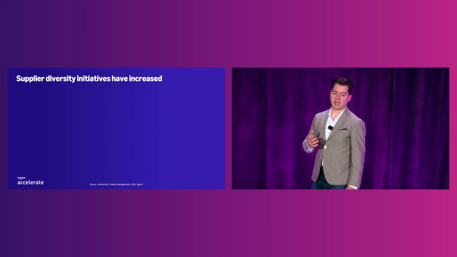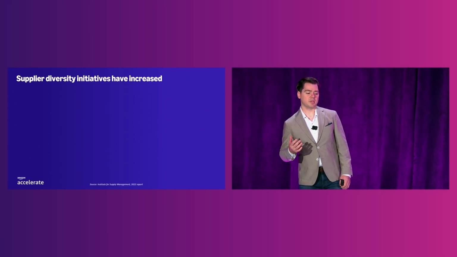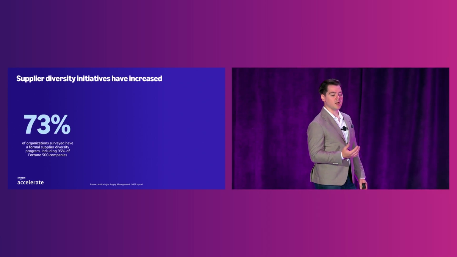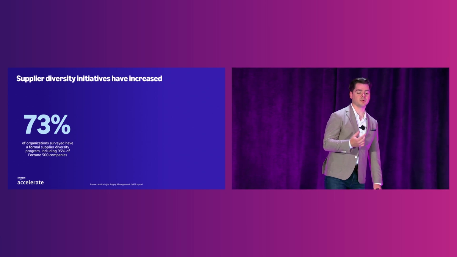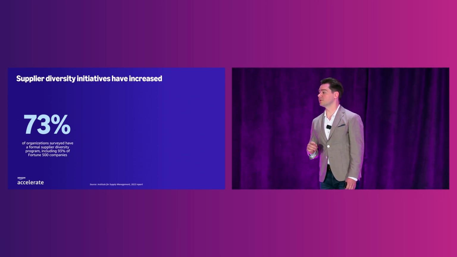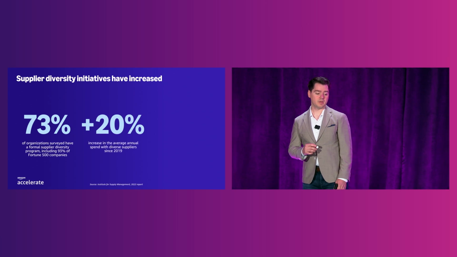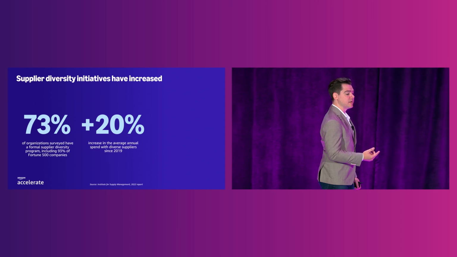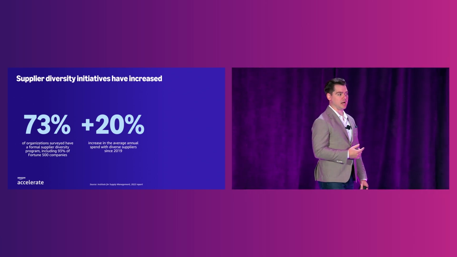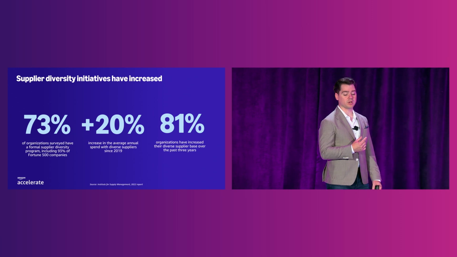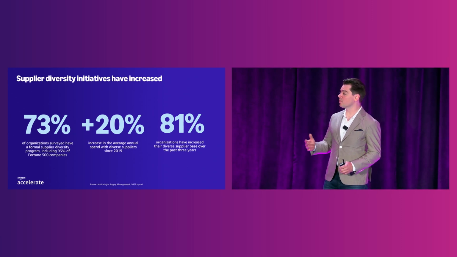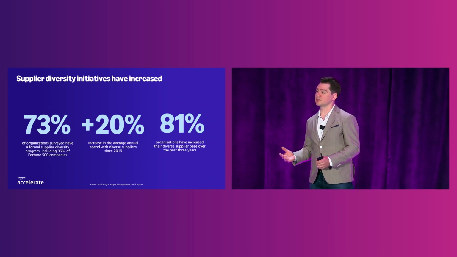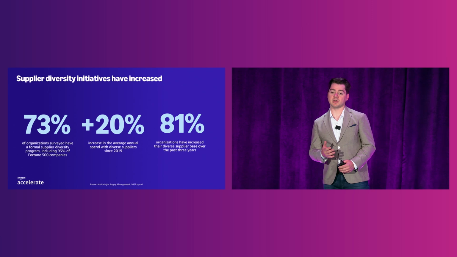These suppliers are able to take advantage of these customers because they're continuing to evolve their procurement strategy. 73% of organizations surveyed have a formal supplier diversity program, including 93% of the Fortune 500. The average annual spend with diverse suppliers has increased 20% since 2019, reaching over $1 trillion. And 81% of organizations have increased their diverse supplier base over the last 3 years. That means that the customers are continuing to broaden the suppliers and sellers they buy from to meet the demands they have for diverse procurement.